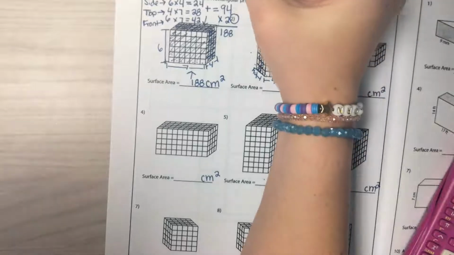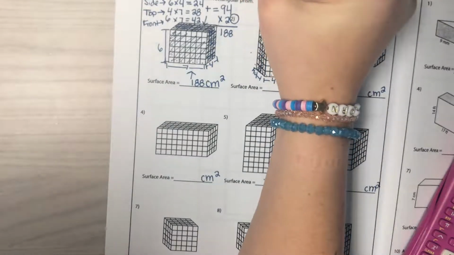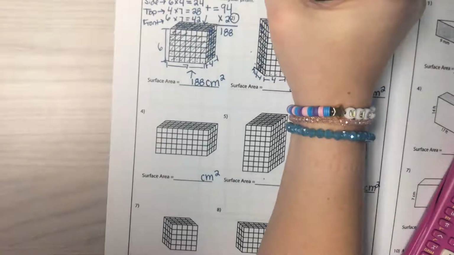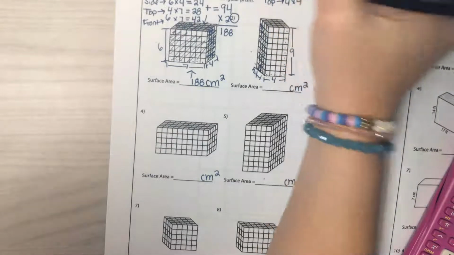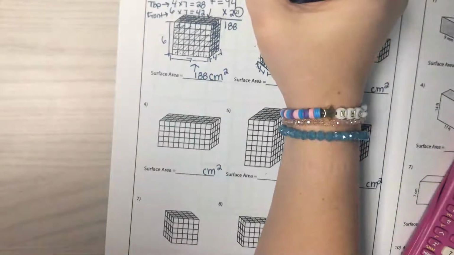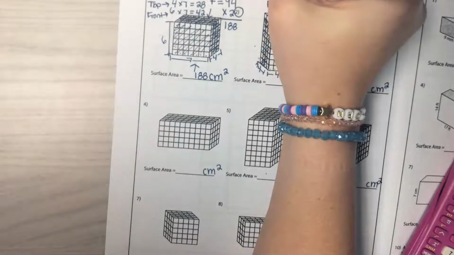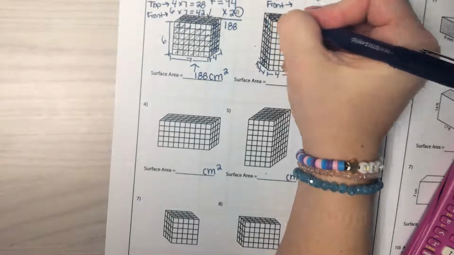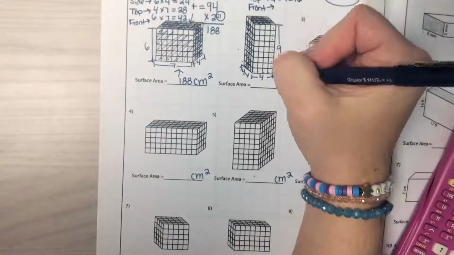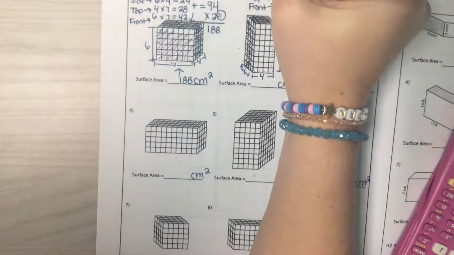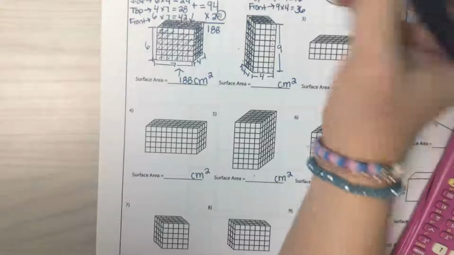Now I'm going to get the top because I can see the top. The top is a 4 by 4. 4 times 4 is 16. And then I'll do the front. But I should shade in the top because I did the top. The front is a 9 by 4. So another 9 by 4, which again is 36.